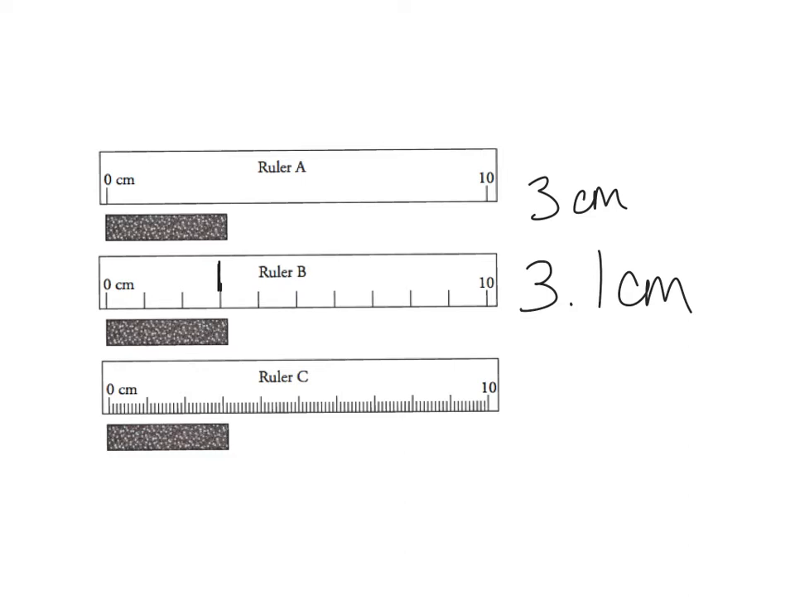Now let's switch it up again. Instead of ruler B, we're going to use ruler C. Ruler C not only has the centimeter marks, but has millimeter marks. We can be a little bit more sure of our answer. We are still sure that it's past 3 centimeters. That's what the ruler says. But now because of those extra little tick marks, we can be sure that, oh, hey, that's at least 3.1.